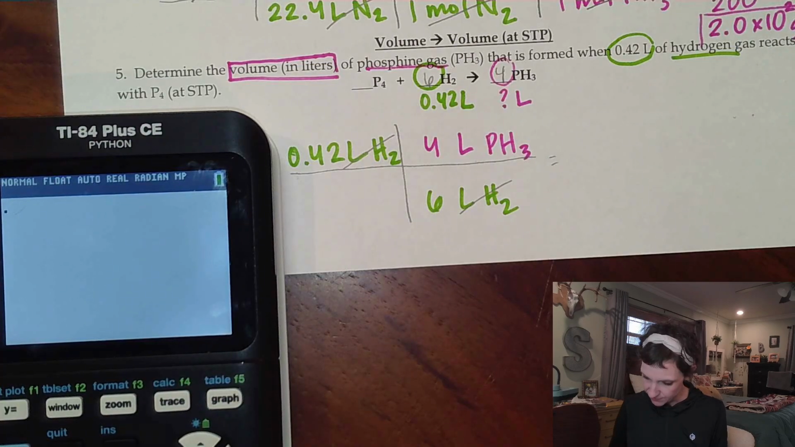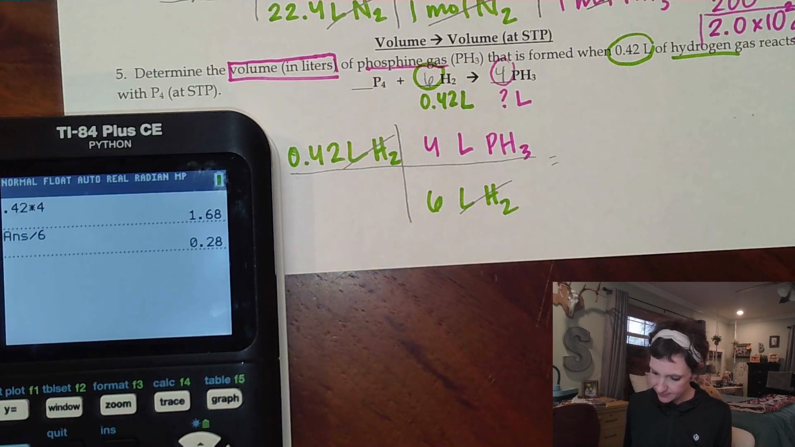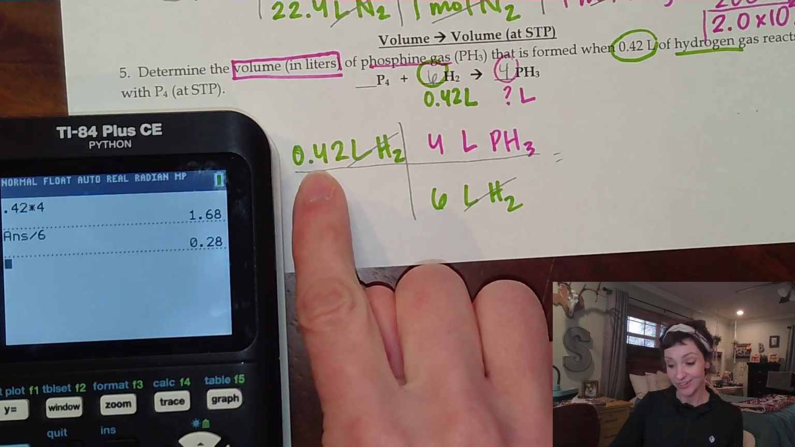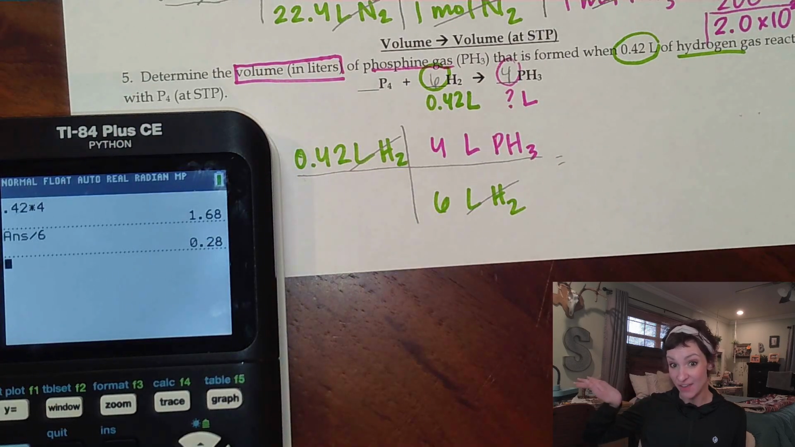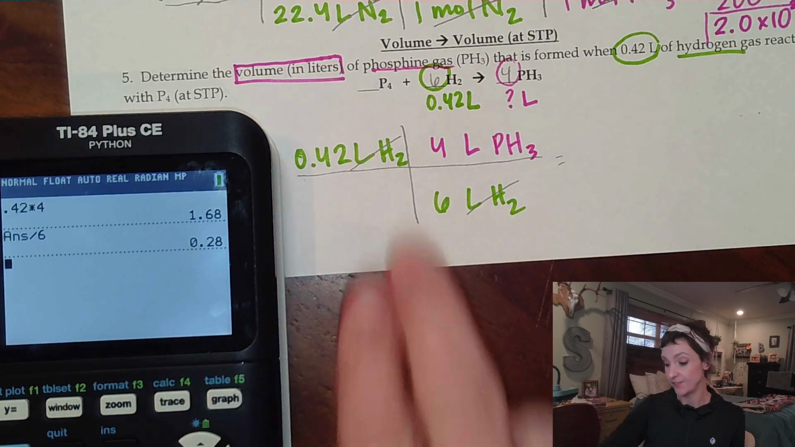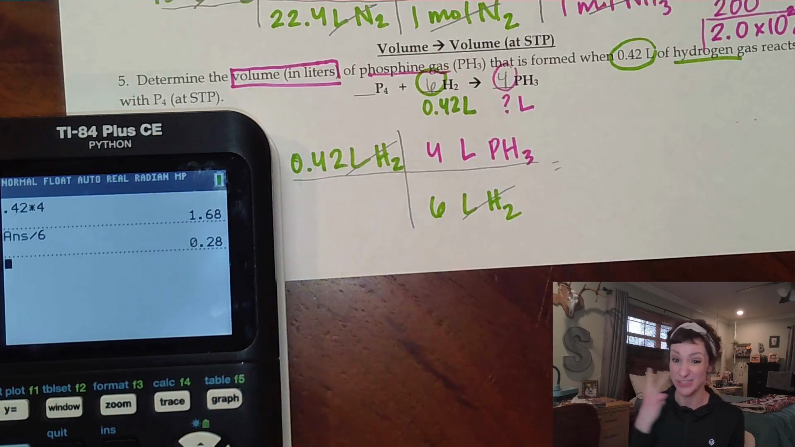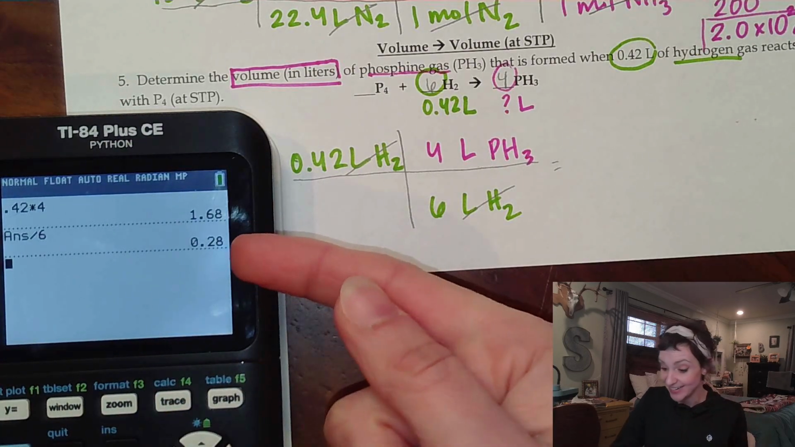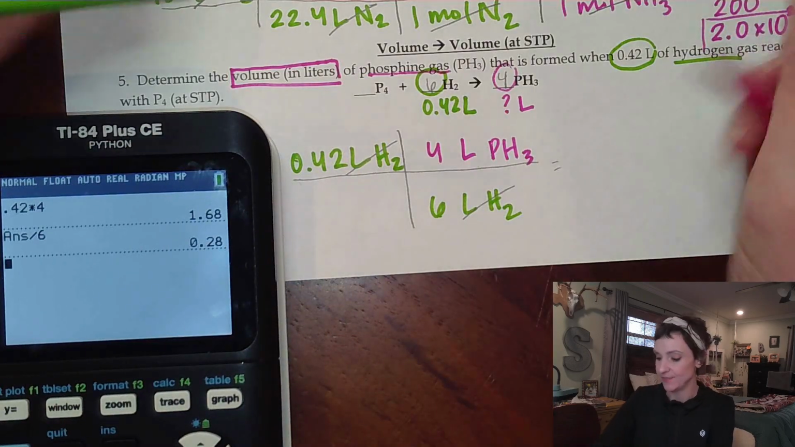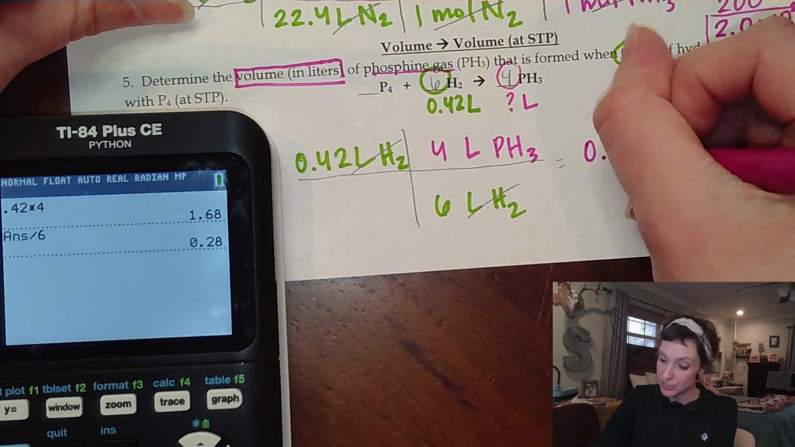I have 0.42 times 4, and then divided by 6. Okay, so that's my answer. I got 0.28. How many sig figs do I need? Careful. Leading zeros are never important. The only sig figs in this number are the 4 and the 2. So I have 2 sig figs, which means my answer needs to be 2 sig figs. And with that same mentality, cool, that is already 2 sig figs. So my answer is 0.28.